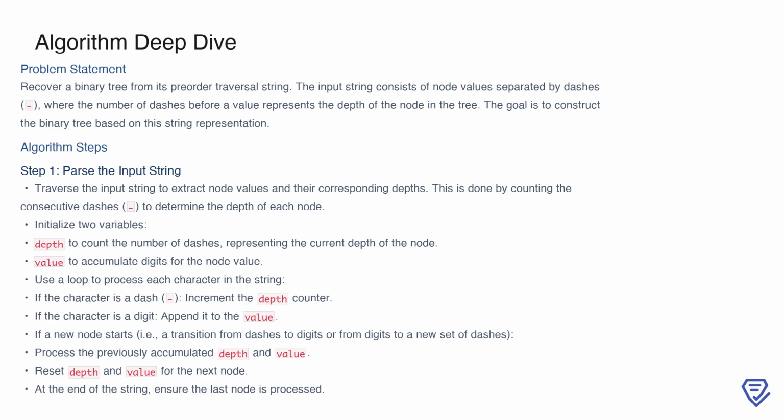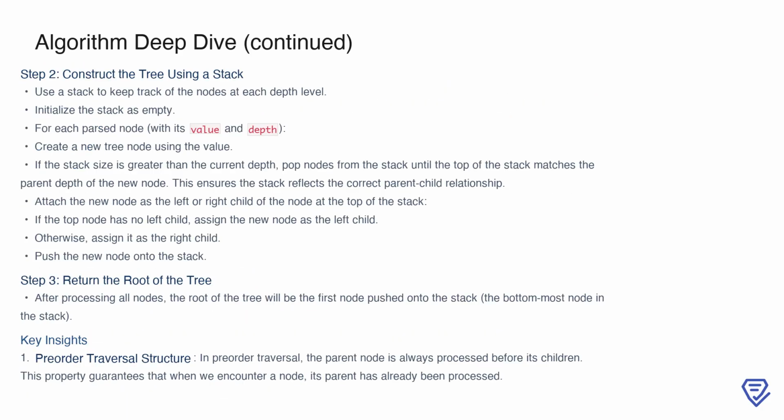Finally, when the end of the string is reached, we ensure the last node is processed correctly. This parsing step provides us with all the necessary information to construct the tree, the depth and value of each node. Once we have parsed the input string into nodes with their respective depths, the next step is to construct the tree. For this, we use a stack, which helps keep track of the nodes at each depth level.